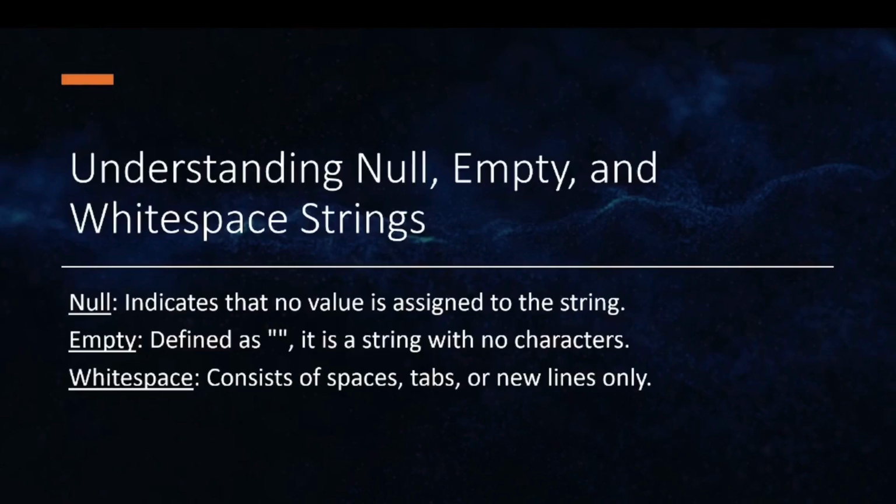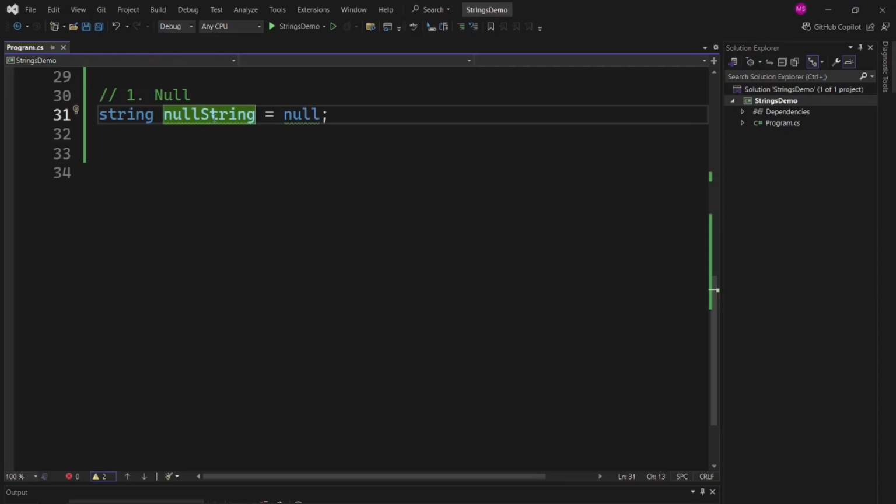Okay, let's dive into an important concept when you're working with strings in C sharp: understanding null, empty, and whitespace strings. Differentiating these can prevent common bugs and also help you keep your code running smoothly. First, let's see null. A null string means that no value has been assigned at all. So here I'm assigning a null value to this null string. That means I'm not assigning any value to it.